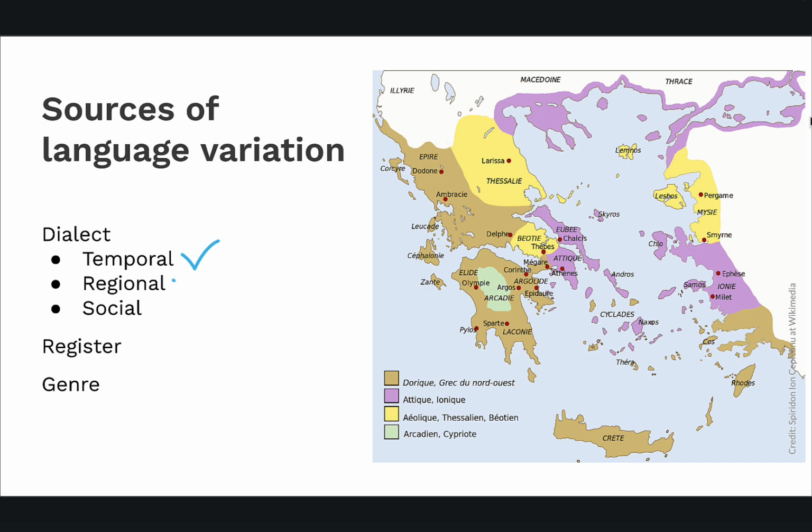A regional dialect is defined by a place. The English of my Midwestern family is different from that of my Southern in-laws, or the English of Australia is different from that of Scotland. As the map shows, ancient languages had different dialects too. A social dialect is defined by social groupings. The English of your grandmother is different from that of your teenage cousin.